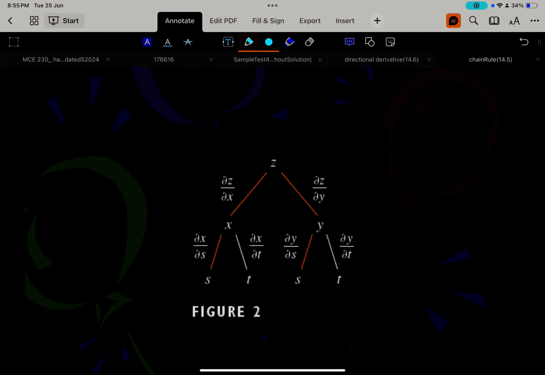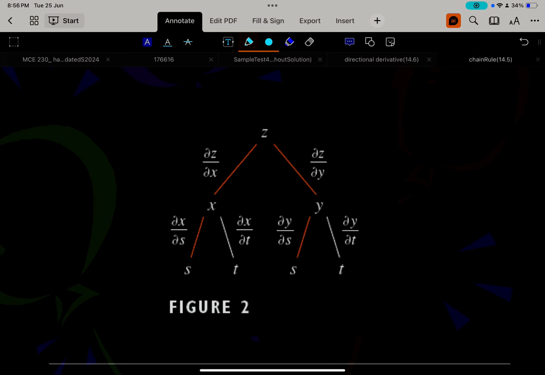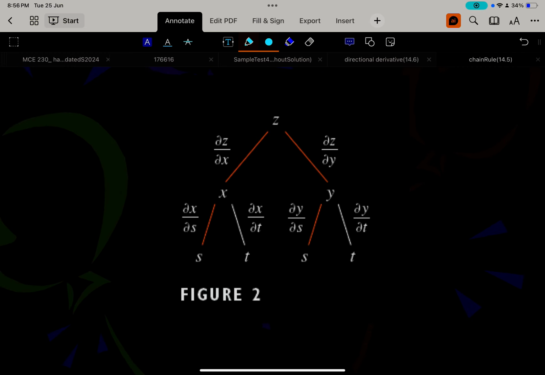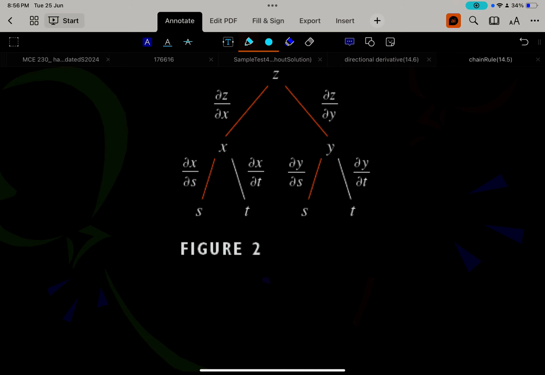And this basically shows us how the variables branch. So z goes to the partial derivative of z with respect to x, partial derivative of z with respect to y, and it branches to x and y. Partial derivative of x with respect to s, x to t, y to s, y to t. Then it gives us two s's, two t's.